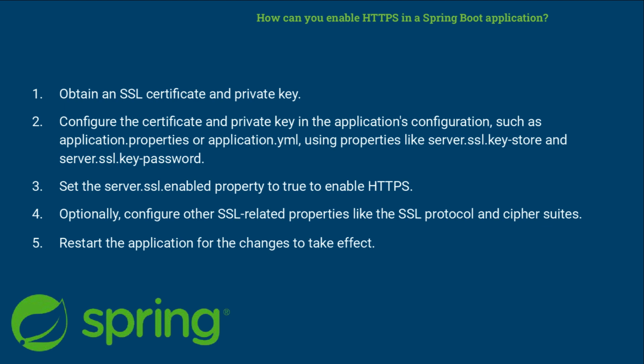server.ssl.key-password. Then, set the server.ssl.enabled property to true to enable HTTPS. Next, optionally, configure other SSL-related properties like the SSL protocol and cipher suites. Finally, restart the application for the changes to take effect.